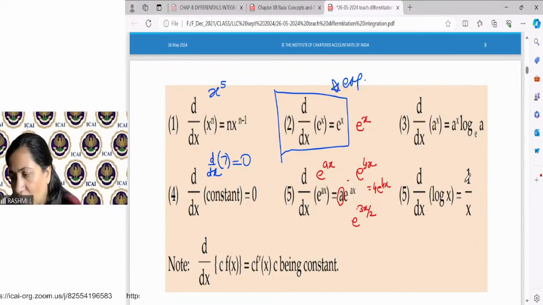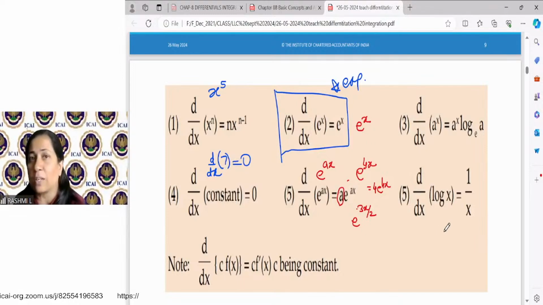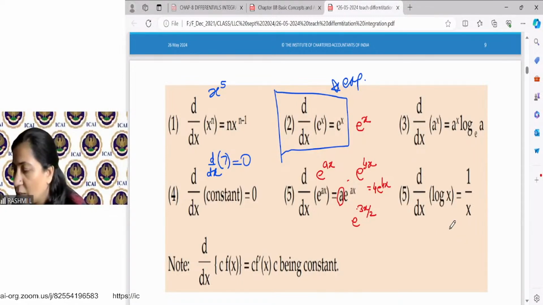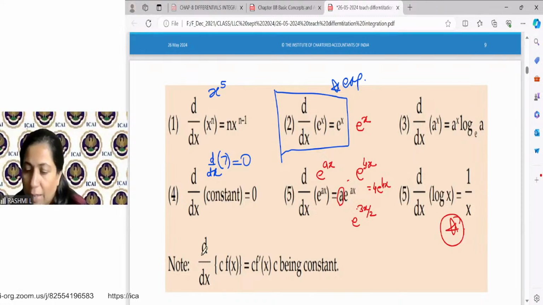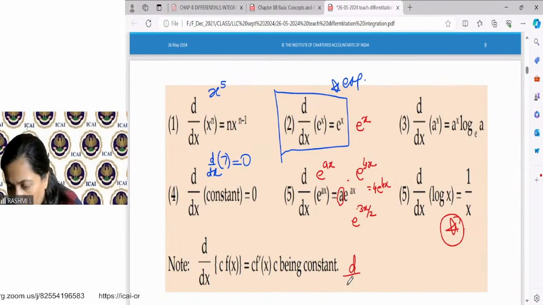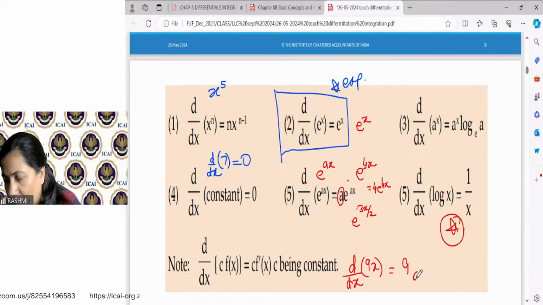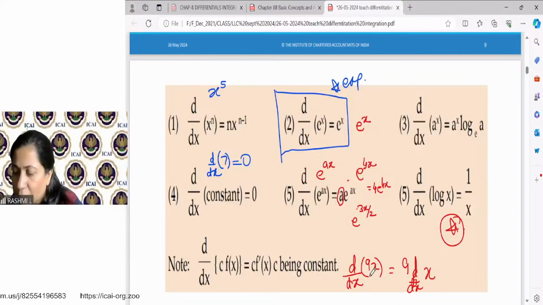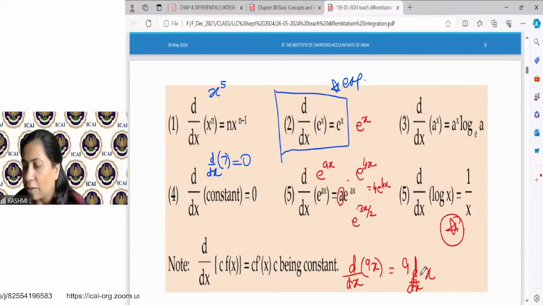Then d by dx of log x is 1 upon x. This is also very conveniently used, especially in integration, when we are doing integration by parts. So this is an important formula there also. And then d by dx of c f(x) is equal to this. You don't have to worry. It just means that if you have d by dx of 9x, it is equal to 9 d by dx of x. What this means is if you have a number here like 9x, then you can take the 9 out of the derivative and you will only find the derivative of the algebraic function.